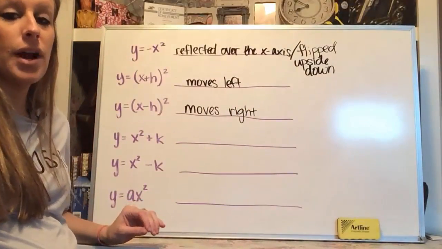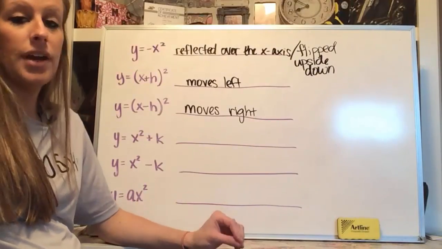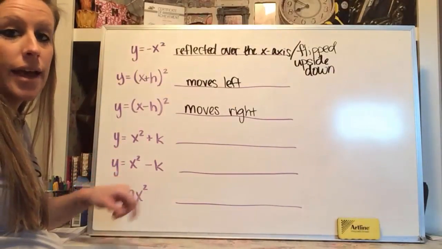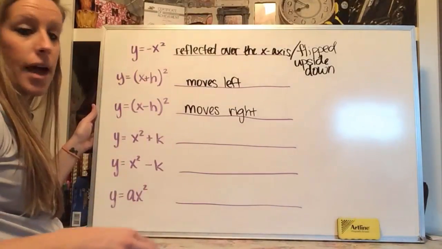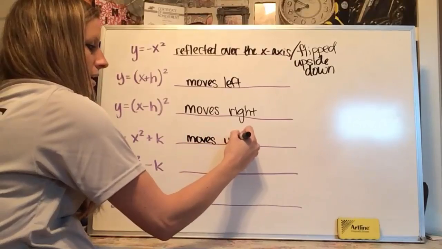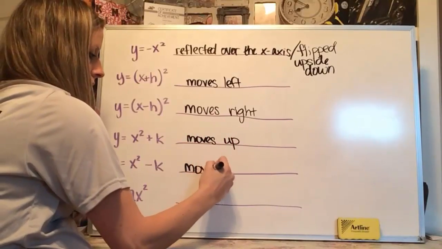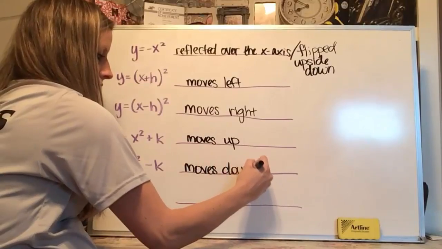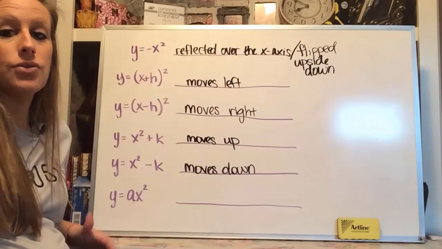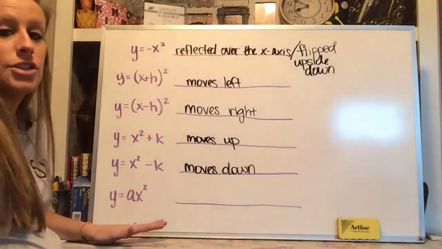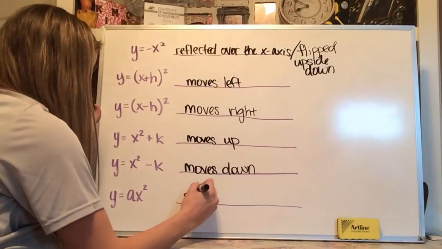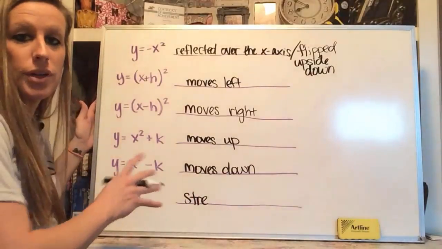And then if you have a number outside the parentheses, if it's at the very end and we're adding or subtracting it, so like plus k or minus k, that's going to move it up or down. So the plus k will move it up and the minus k will move it down. And then the last one that we talked about is if you have a number in front of the x squared or in front of your parent function, it's going to stretch it by a factor of whatever that number is.